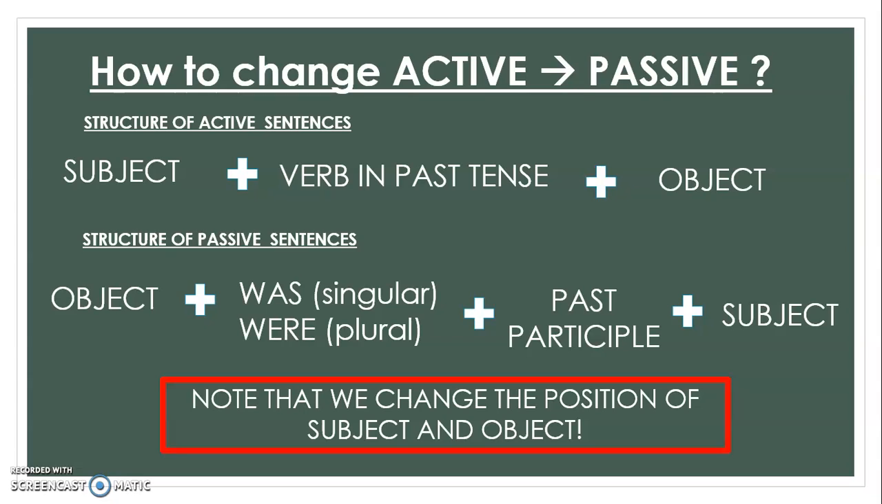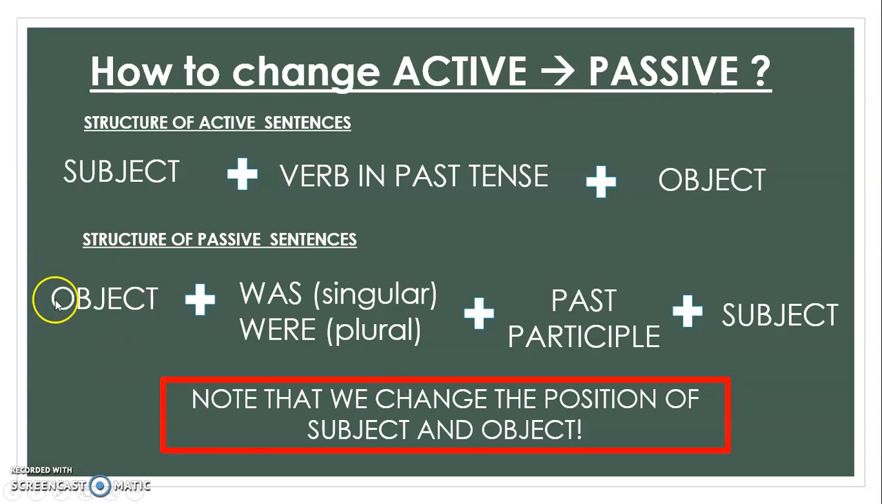Now let's look at the structure of active sentences. We always have the subject first, plus the verb in the past tense, and then the object. However, in a passive sentence, we start with the object. After the object, we add the word was for singular or were for plural, plus the past participle. And lastly, we have the subject at the end of the sentence.